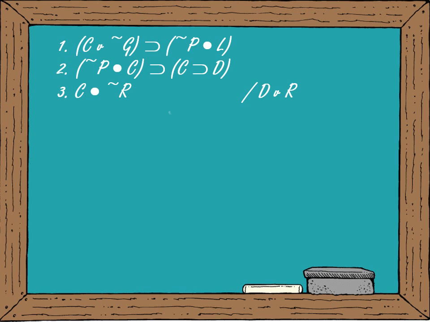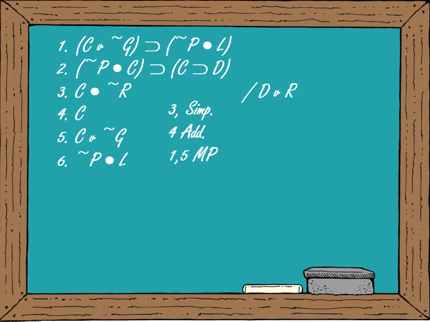I'm going to use C first of all. I want to get that out by simplification because I'm going to use it on premise 1 eventually. But in order to use it on premise 1, I need to build it up a little bit. I'm going to build it up through addition so that we have something here that actually affirms the antecedent of premise 1. Having done that, I can move to the consequent thereof.